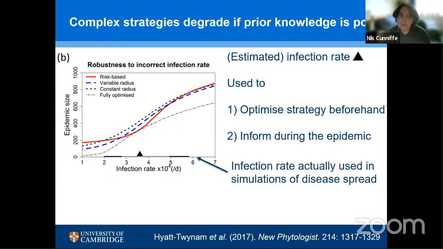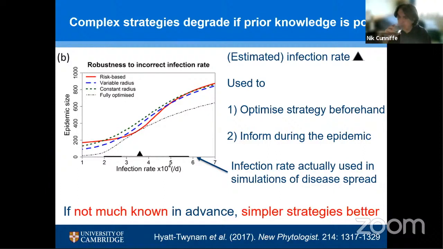It turns out that if the infection rate actually used in the simulations, upon which you test these pre-optimized control strategies, is wildly different, then the risk-based control actually does worse than the variable-radius control. So there's a lesson for us all here. It's the maxim, isn't it, that if you don't know too much, you shouldn't try to be too flash. If not much is known in advance, then simpler strategies are better.